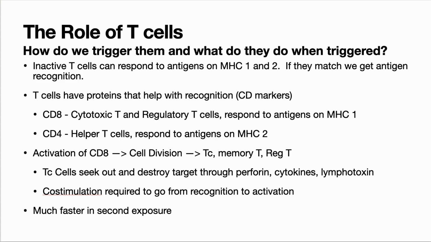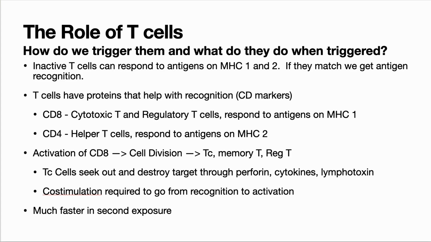CD8 is found on two kinds of T cells, cytotoxic T cells and regulatory T cells, and they are capable of responding to antigens that are presented on MHC1. In order for a T cell to respond to antigens presented on MHC2, they're going to need a CD4 marker, and the only T cells that have the CD4 marker are helper T cells.